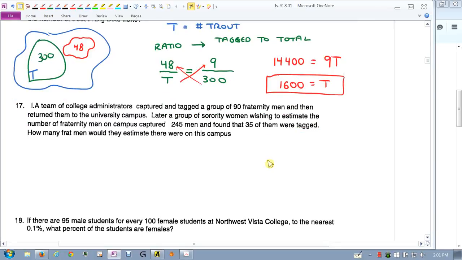All right, 17, you want me to talk about that one? A team of college administrators captured and tagged a group of 90 fraternity men and then returned them to the campus. Later, a group of sorority women wishing to estimate the number of fraternity men on campus captured 245 men and found that 35 of them were tagged. This is exactly the same thing, right? 90 fraternity men were tagged initially out of the total number of fraternity men. Then the sorority women captured 245 of them, and 35 out of the 245 were tagged. So you set up the same thing and do your cross multiply.